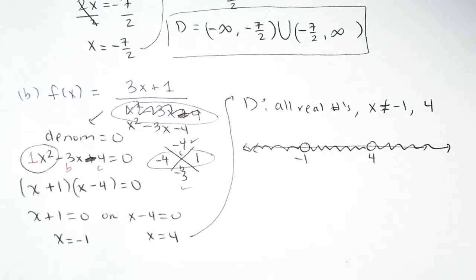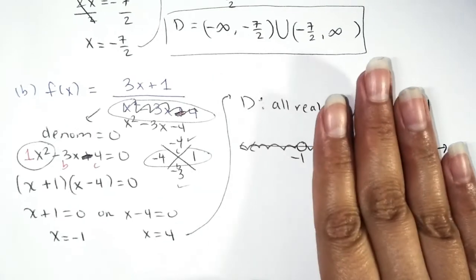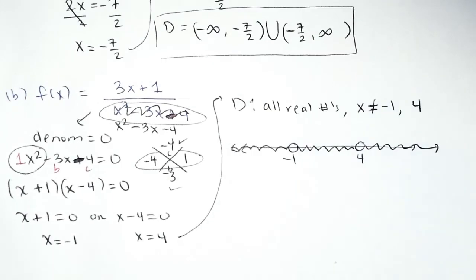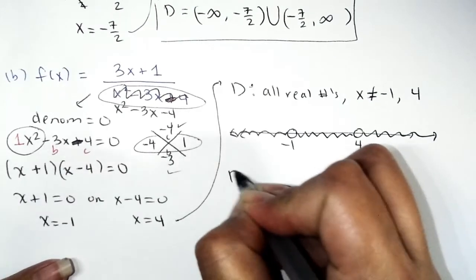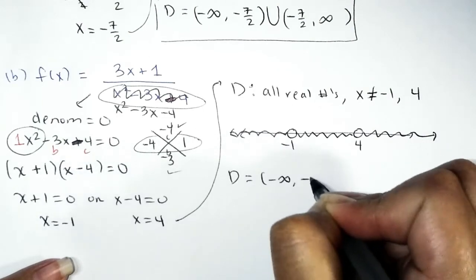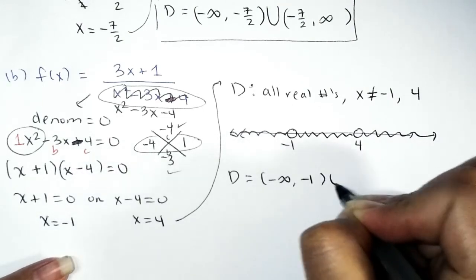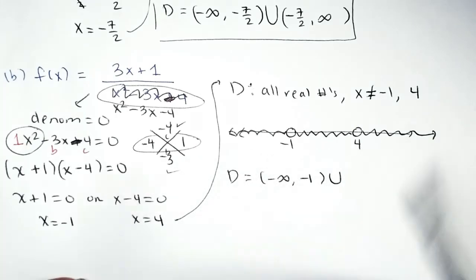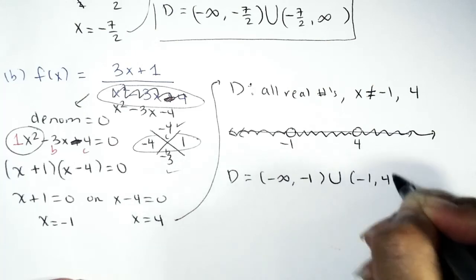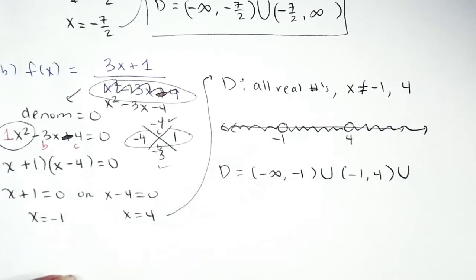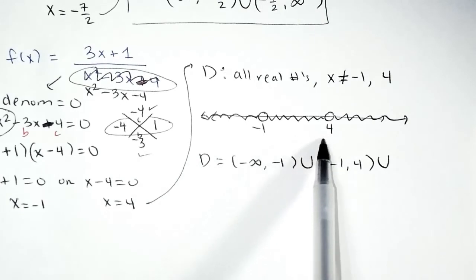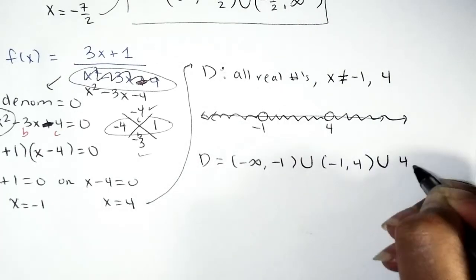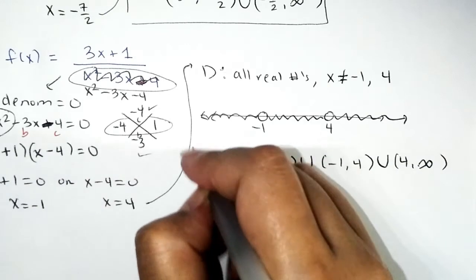On this number line we have 3 pieces, so we're going to have 3 intervals and then connect them with the union symbol. The first interval is all real numbers from -infinity to -1, where -1 is excluded, union. Second piece of the puzzle, all real numbers from -1 to 4, where both endpoints are excluded, union. Third piece of the puzzle, all real numbers from 4 to infinity, where 4 is excluded. Fantastic.